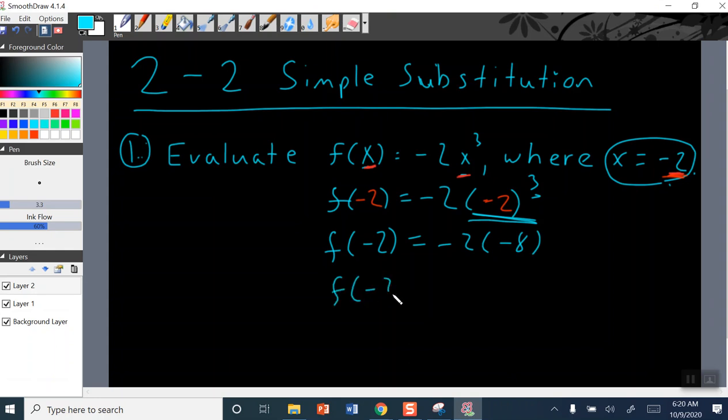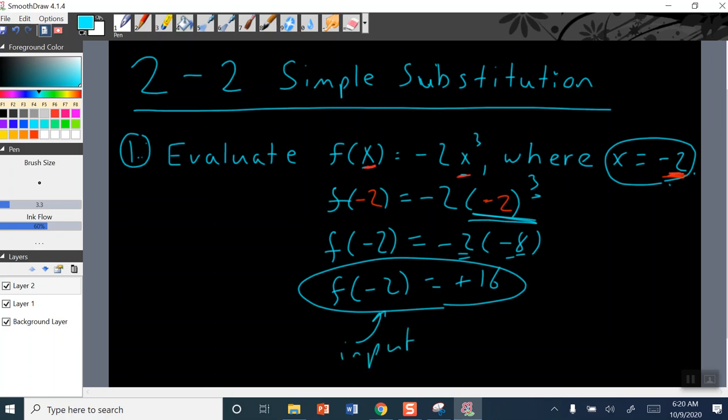Now from there, if you need the calculator, of course you can use it, but a negative times a negative is a positive, and 2 times 8 is of course 16. And once again guys, remember this is my input, and this is my output. Alright, let's move on to the next problem.